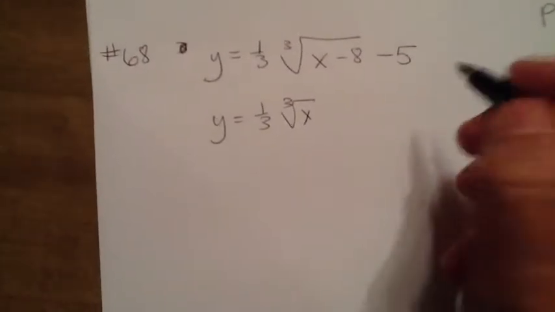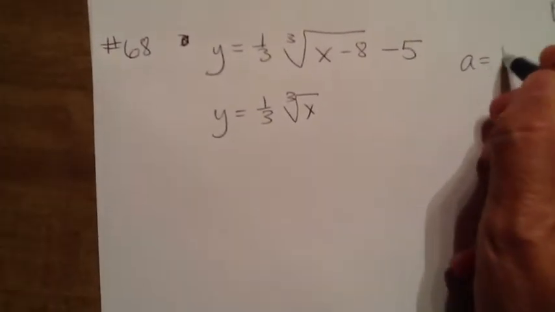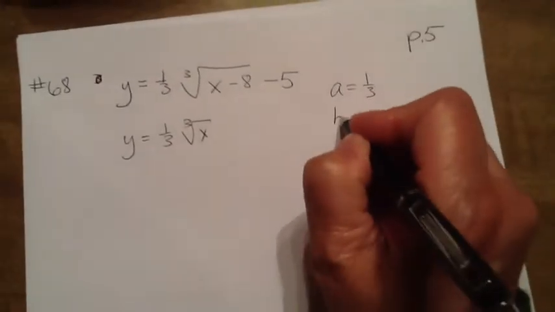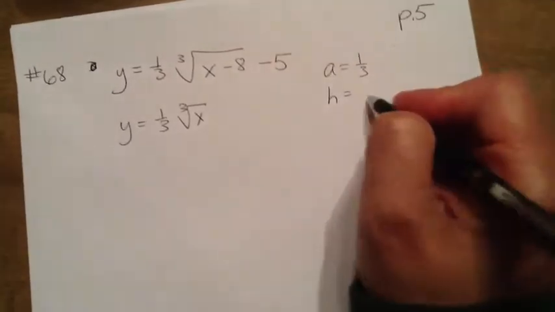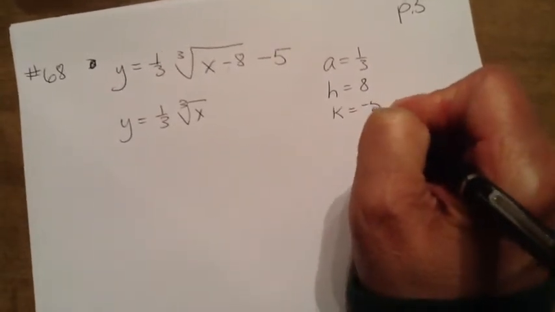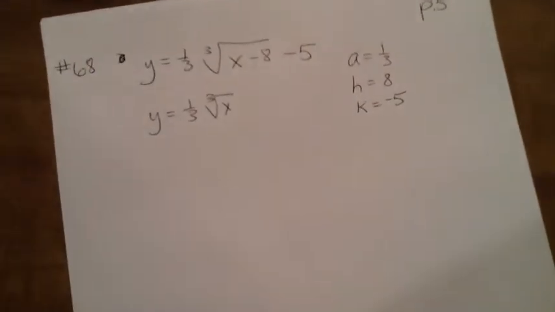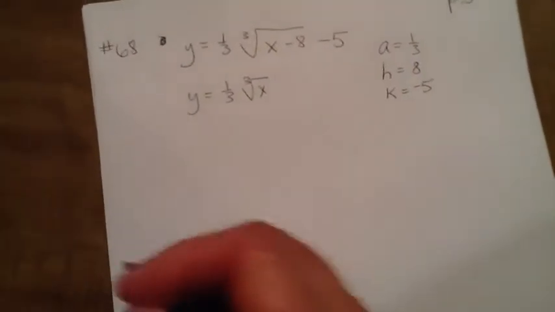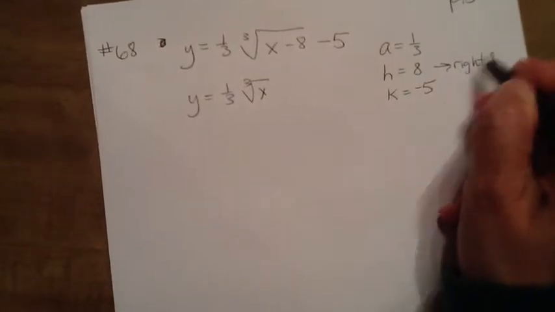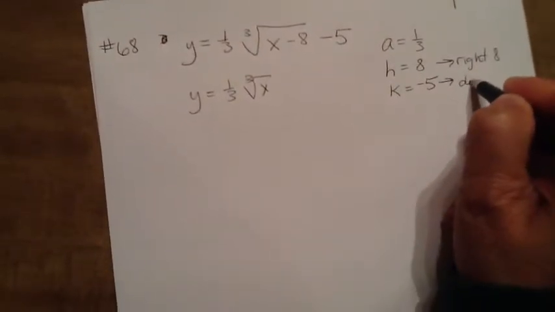And so if I look up here, I've got a equals 1/3. And I've got h equals the opposite of this, so it's going to be 8, and k equals -5. That'll help us when we go to shift. This looks like it's going to be right 8, and this looks like it's going to be down 5.